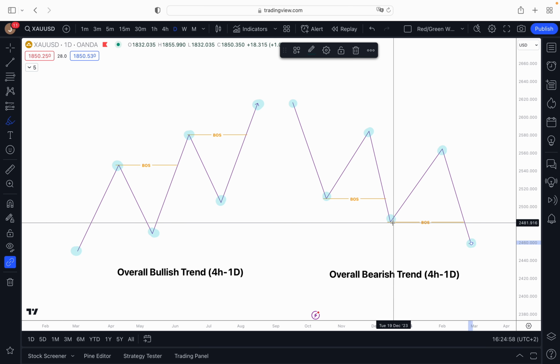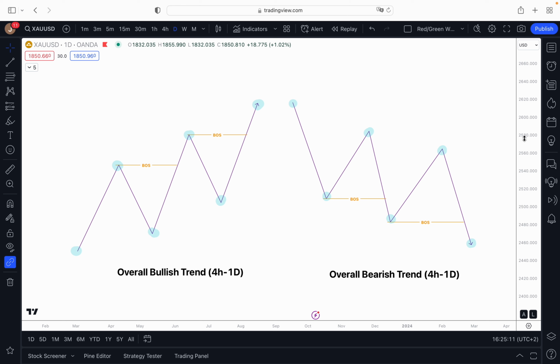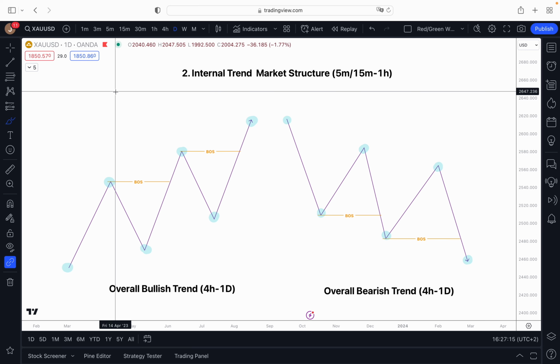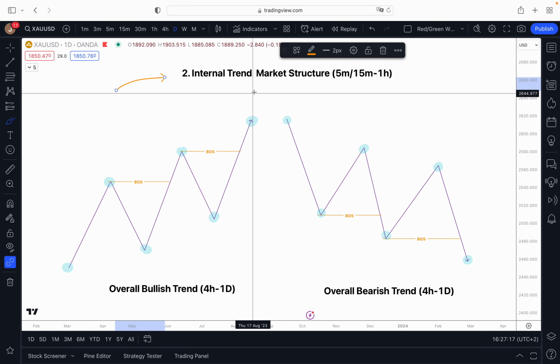So I explained to you the market structure on the overall time frame in a simple and easy way. And you can analyze the chart like this in the real charts, but you will see an example later in the video. So now I come to the internal trend market structure.